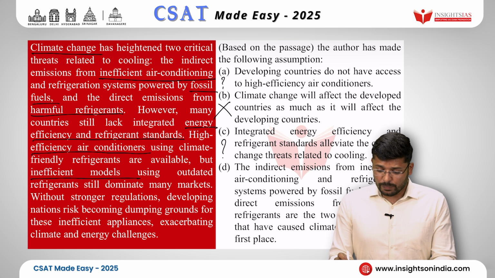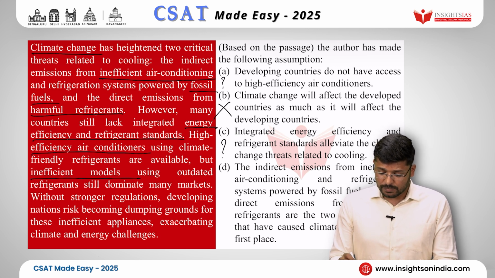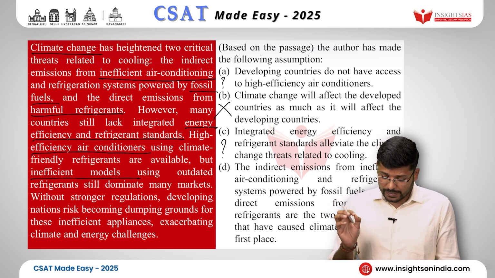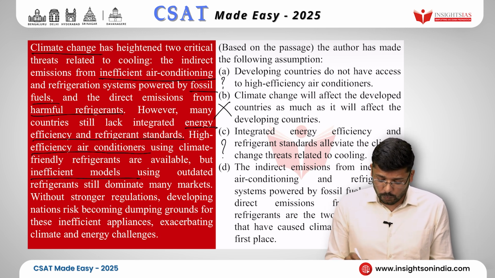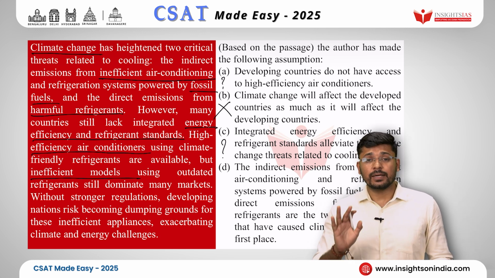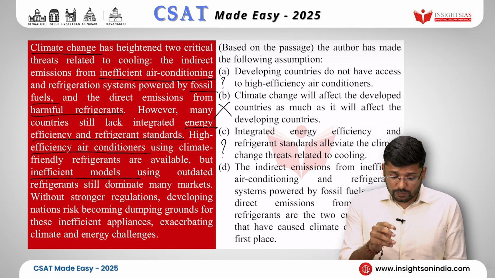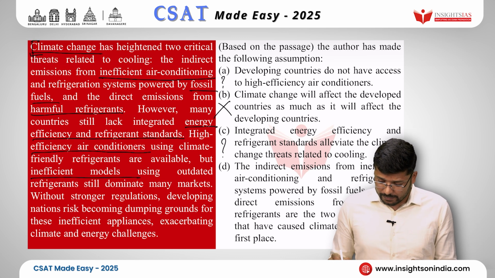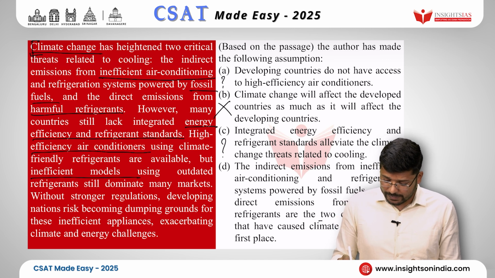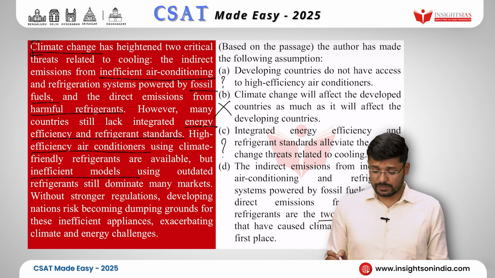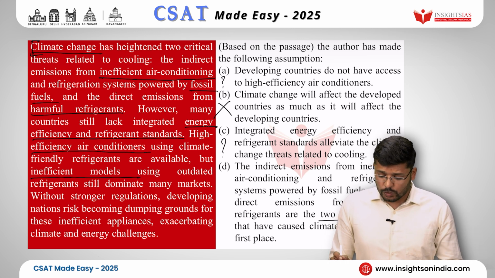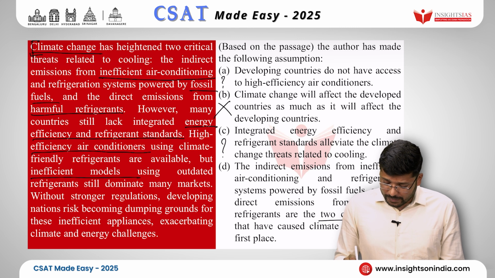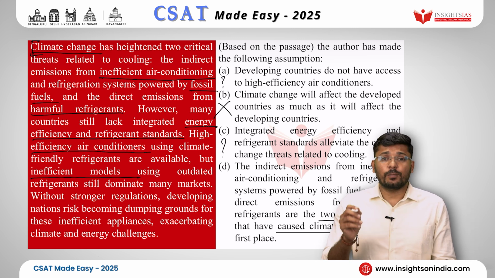The indirect emissions from inefficient air conditioning and refrigerant systems powered by fossil fuels and the direct emissions from harmful refrigerants are the two critical factors that have caused climate change in the first place. What is option D telling? It is a very long option. Look at the first sentence of the passage. It says climate change has heightened two critical threats, and this has reiterated the same thing in the form of two critical factors. However, they have said in option D that these have caused climate change. But what is the passage telling us?